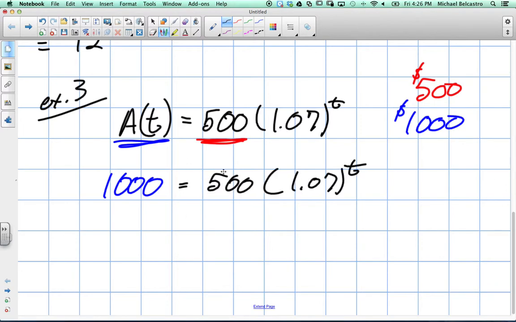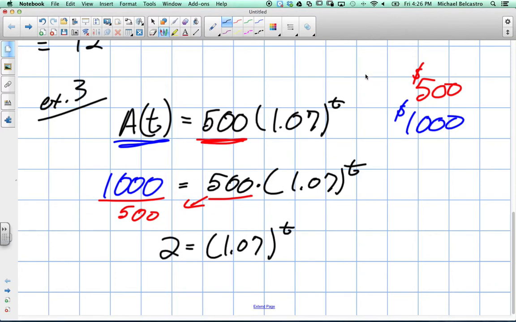And this will make sense in terms of doubling because one way we can simplify this is by bringing 500 over. So when we bring 500 over, we'll divide by 500. And what is 1,000 divided by 500? 2. And 2 is the idea of doubling, right? So 2 is equal to 1.07 to the power of t. This ends up being very similar to what we did before. We find the logs of both sides.